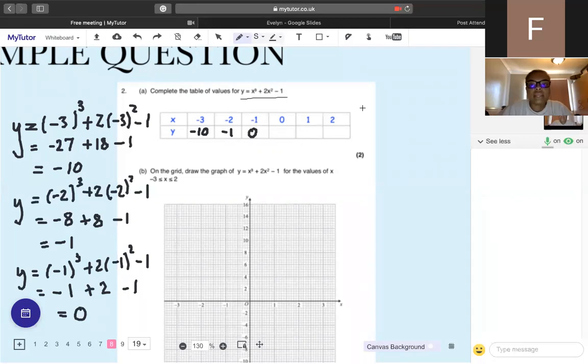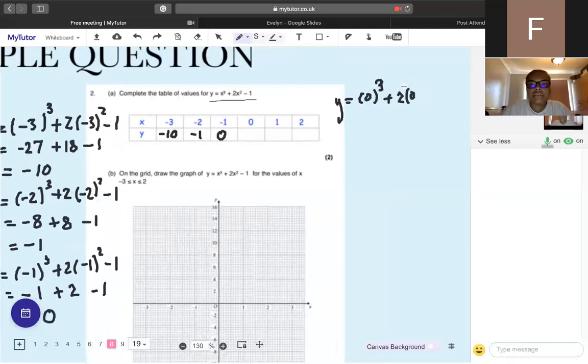Now if we did the same thing for 0, you get 0 cubed, plus 0, plus 2 multiplied by 0 squared, minus 1. So 0 cubed is 0, plus 2 multiplied by 0 squared. 0 squared is 0, multiplied by 2 is 0. So this one would be minus 1.